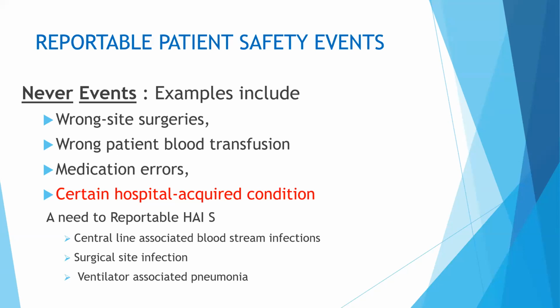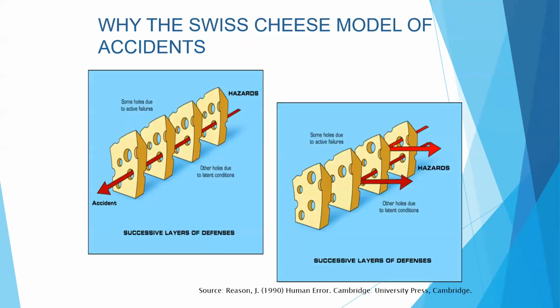And these include central line associated bloodstream infections, surgical site infections, ventilator associated pneumonias, and other resistant bugs within the hospital. So this is an example of the Swiss cheese model of accidents. I like using it to describe and show the successive layers that the hospitals or the system has put in place. But at times we have hazards penetrating and causing accidents.